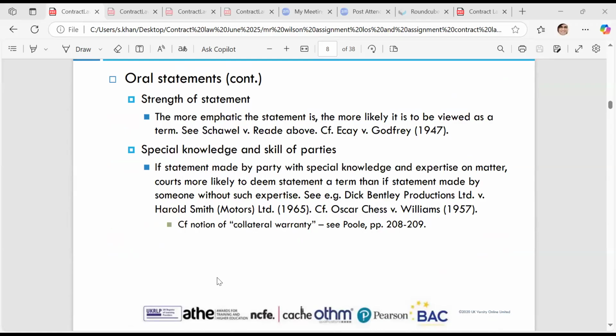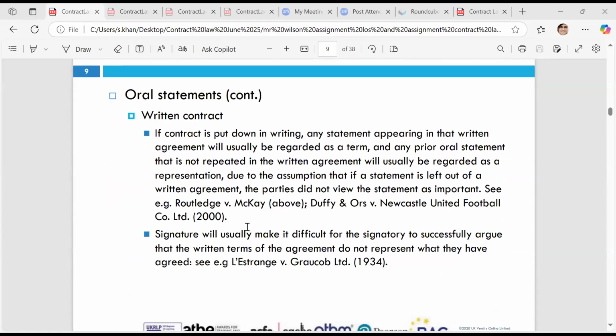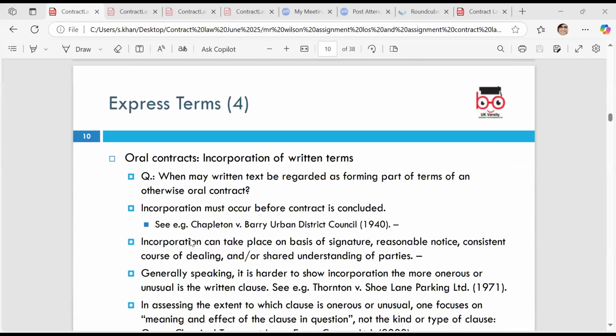Cases: you've got Dick Bentley Productions Limited and Harold Smith. Oral statements, written contracts that are put in writing, appearing in a written agreement which is agreed by the parties. So it could either be established through spoken conversation or through written documentation, such as a contract, email, or terms of a contract. And it should be signatory to successfully argue. So there must be a signature in place.